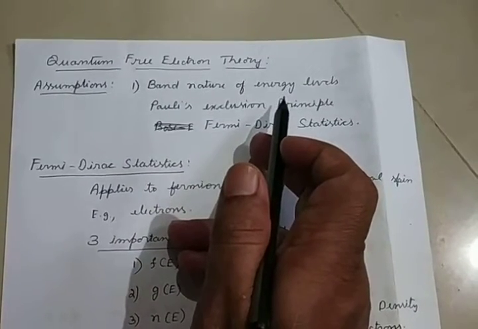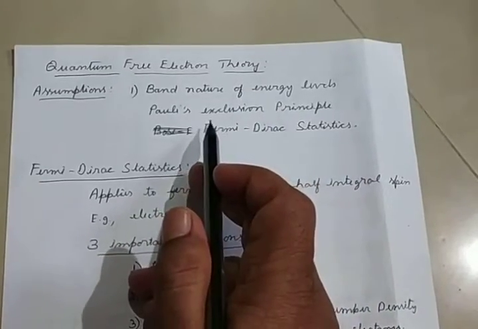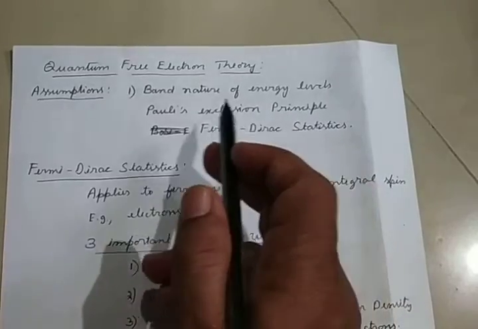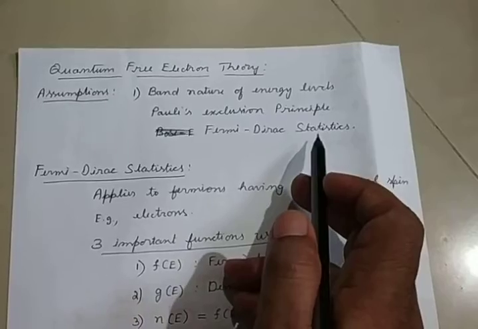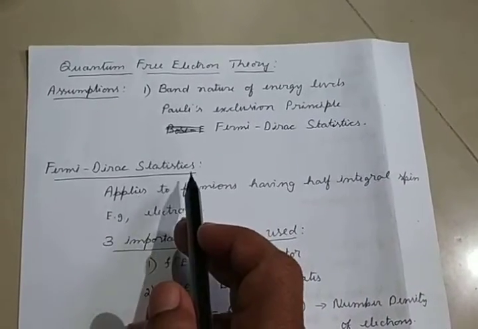Now when it comes to electrons occupying these energy levels, it is governed by a principle known as Pauli's exclusion principle, or it is broadly given by a statistics called the Fermi-Dirac statistics. So let us see now what the Fermi-Dirac statistics is.